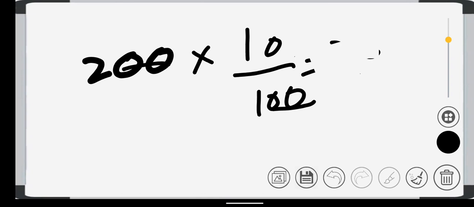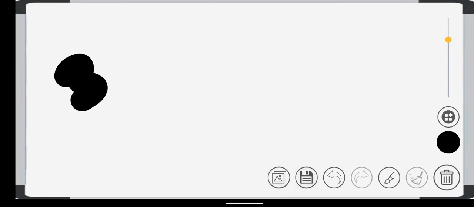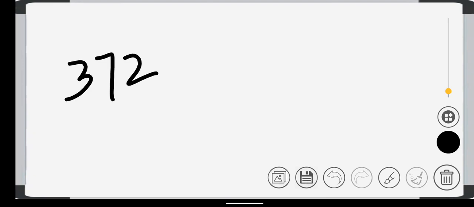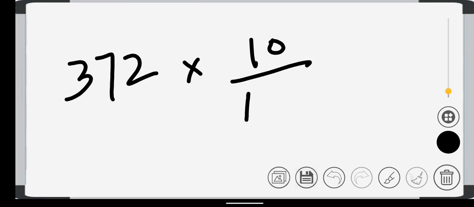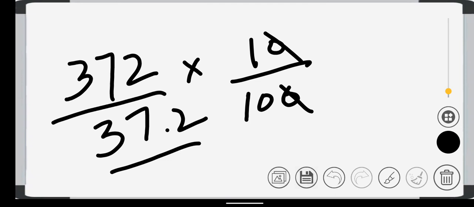तो this is the method to find out the percentage of any given number. For example, you have a number 372. You have to find out the 10% of this number. So what will you do? You will multiply this number with 10 and divide it by 100. So you will easily find out the percentage. This is 37.2. 37.2 is the 10% of 372.